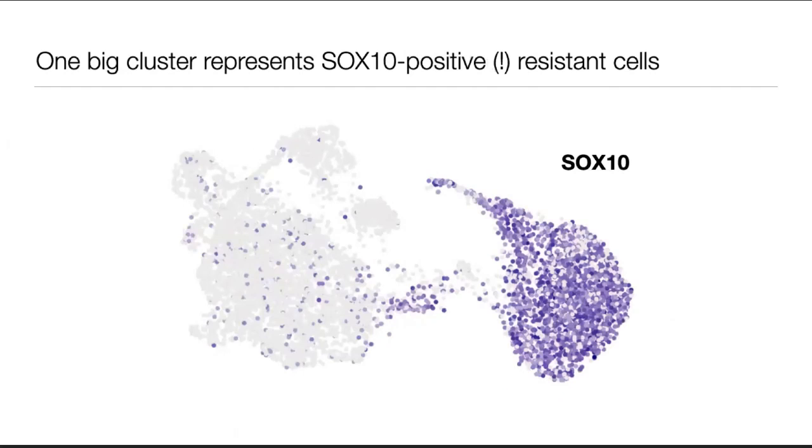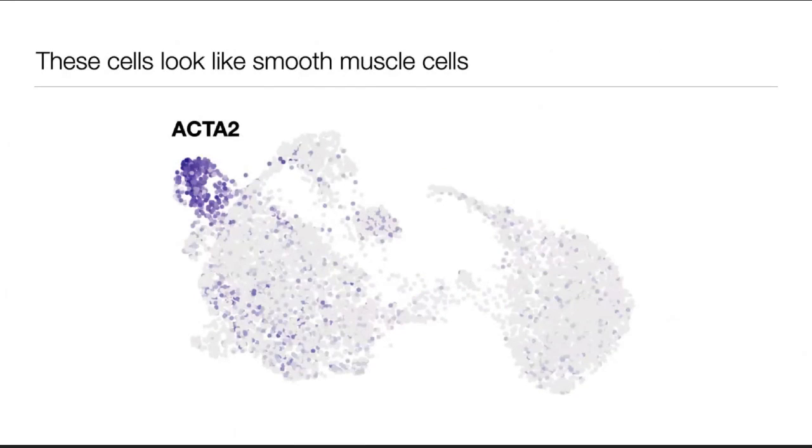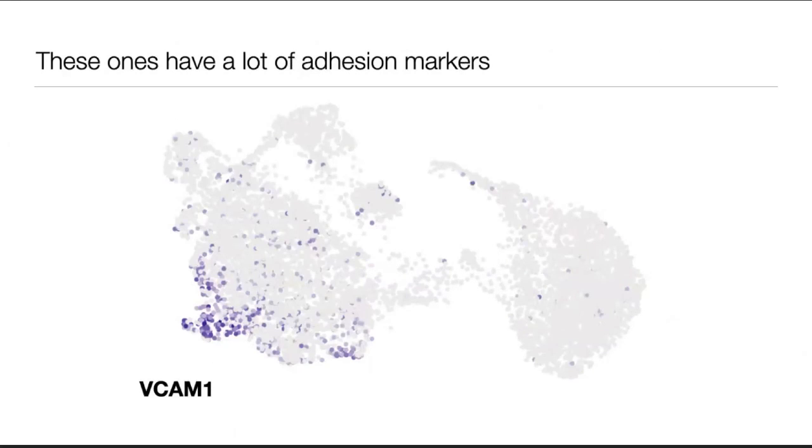So for instance, this one big cluster on the right, these are actually SOX10 positive resistant cells. This is something that shouldn't exist, by the way, based on the conventional literature, for reasons that I'll get into in just a little bit. You can find these ones that look kind of like neural progenitors. There's some over here that look like smooth muscle cells. Other ones express all different kinds of markers. So these are really distinct types of cells as far as we can tell, or at least they have a lot of differences.